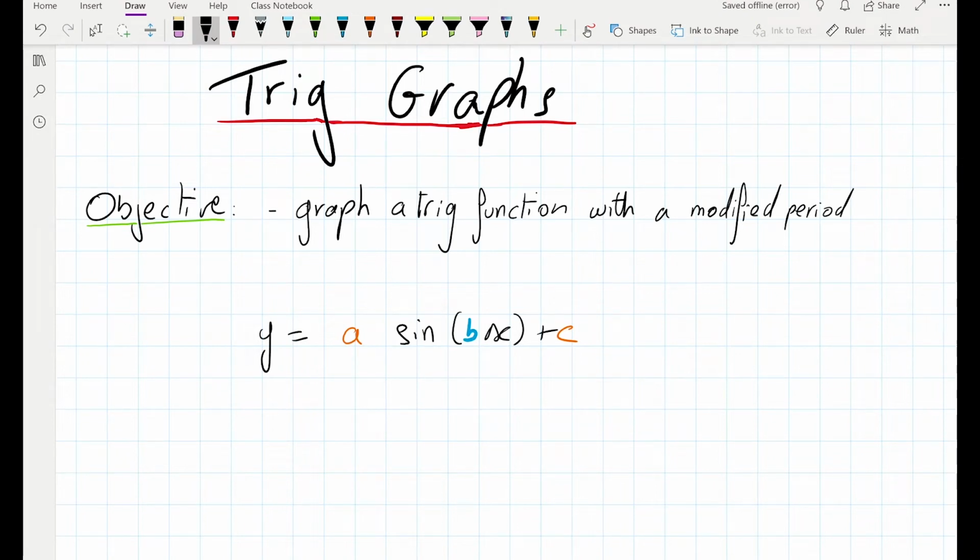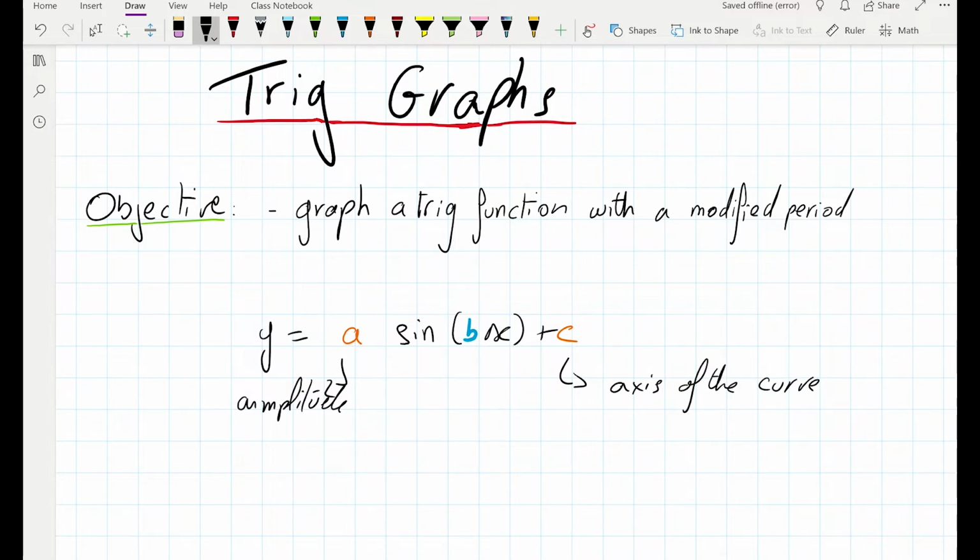Hi, today we're going to talk about trigonometric graphs. The objective is to graph a trig function with a modified period. So we're going to work on functions that look like y equals a sine of bx plus c. We already know that a is the amplitude and that c is the axis of the curve.